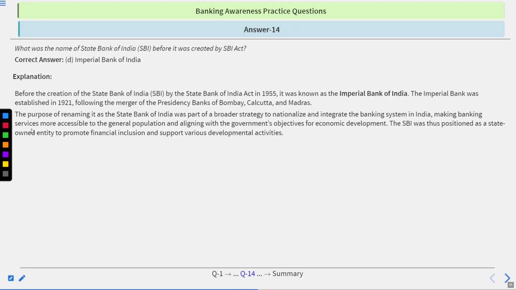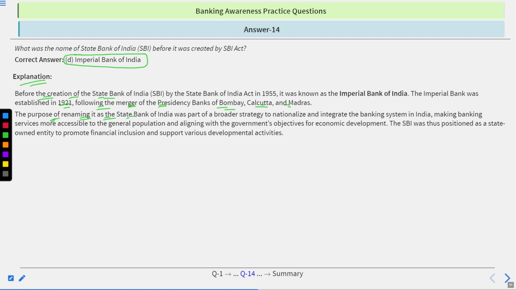Time's up. Correct answer is Imperial Bank of India. Now let's go by the explanation. Before the creation of SBI by the SBI Act 1955, it was known as the Imperial Bank of India. The Imperial Bank was established in 1921 following the merger of the Presidency Banks of Bombay, Kolkata and Madras.